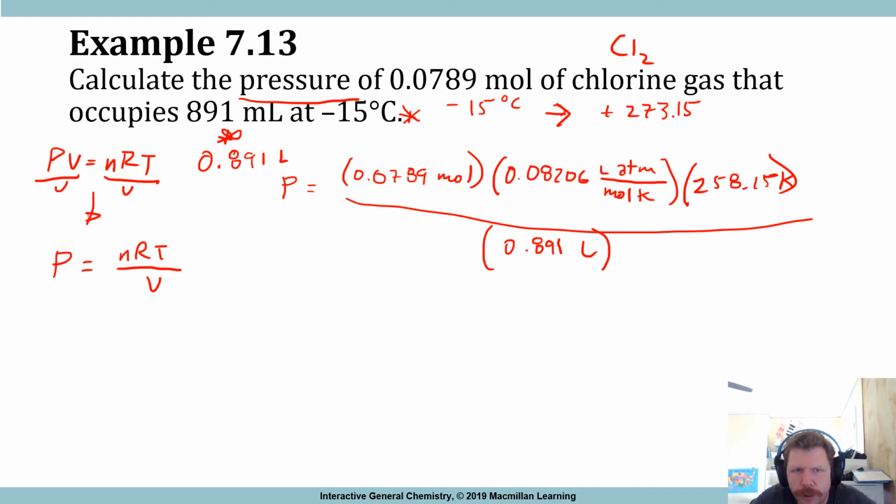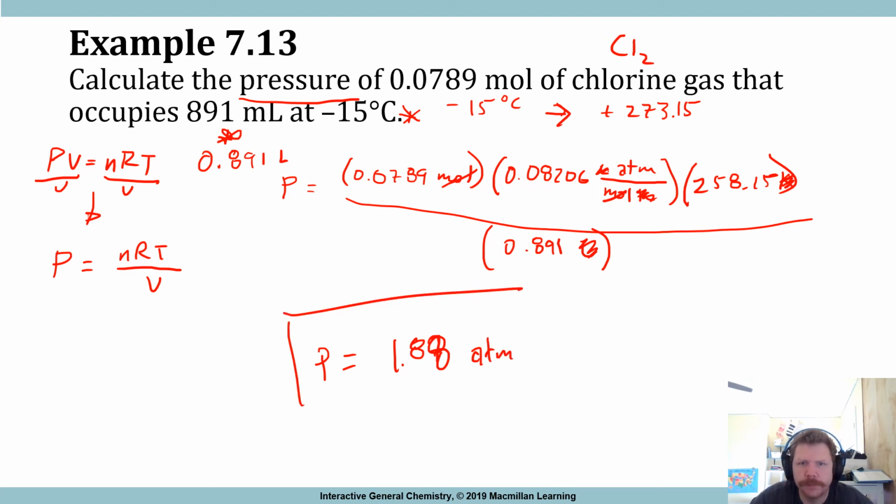And so now my moles are going to cancel. My Kelvin is going to cancel. Liters are going to cancel. And my units are going to be in atmospheres. So I'll plug this in: 0.0789 times 0.08206 times 258.15 divided by 0.891. Pressure is equal to 1.87. I'll call that 1.88 atmospheres. And that's all there is to it.